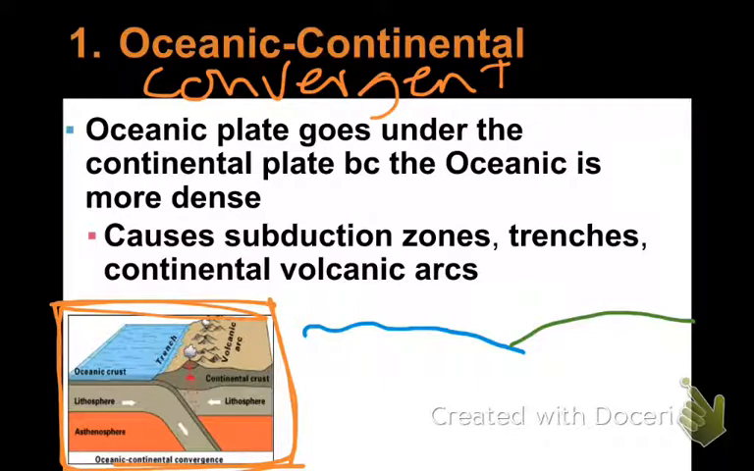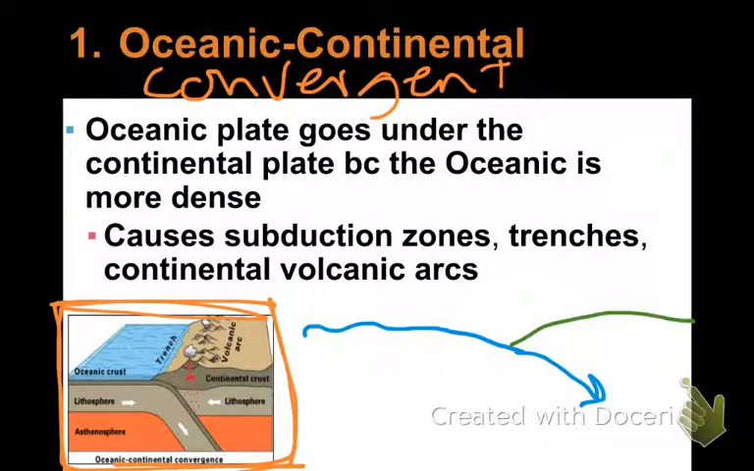Why is it more dense? Well, it's soggy. It's soaked up a bunch of water. So because of that, it's going to be a lot heavier. And so that ocean plate is actually going to be the plate that is going down below the surface because it's more dense. So we have an ocean plate and a continental plate, and the ocean plate is going underneath the continental plate because it's going to be heavier due to all that water.